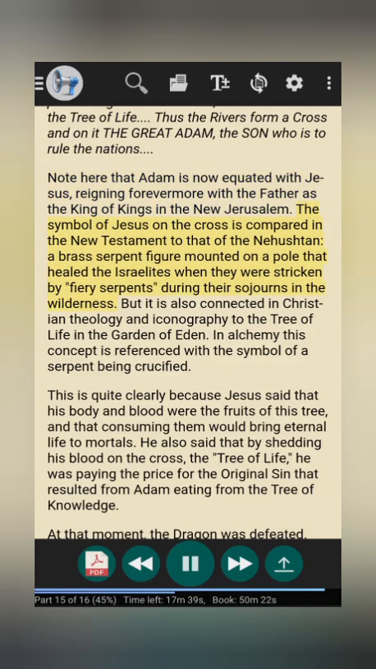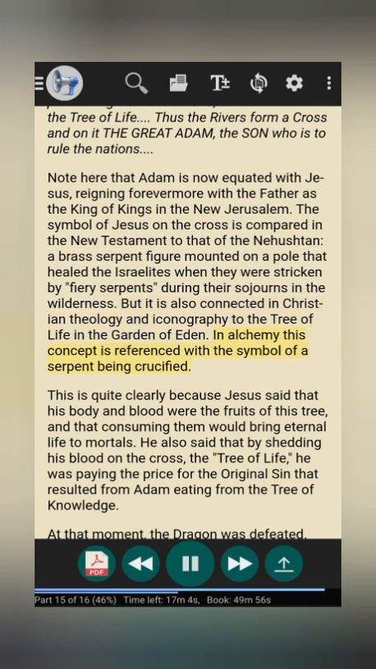Note here that Adam is now equated with Jesus, reigning forevermore with the Father as the King of Kings in the New Jerusalem. The symbol of Jesus on the cross is compared in the New Testament to that of the Nehushtan, a brass serpent figure mounted on a pole that healed the Israelites when they were stricken by fiery serpents during their sojourns in the wilderness. But it is also connected in Christian theology and iconography to the Tree of Life in the Garden of Eden.